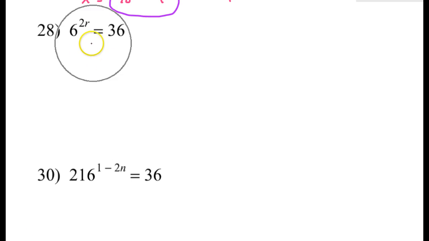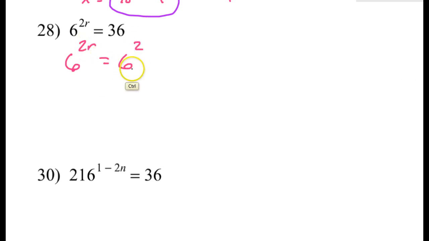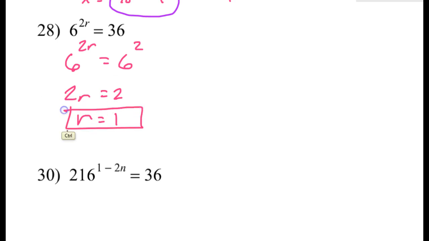For number 28, we'll have to... actually, I changed my mind. Both of these can be written in terms of base 6, so that's probably the easiest approach. So I could have 6 to the 2r power, and this would be the same thing as 6 squared. So those exponents must be equal. So 2r must equal 2, and r must equal 1.